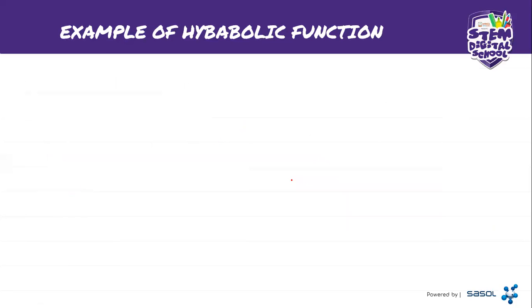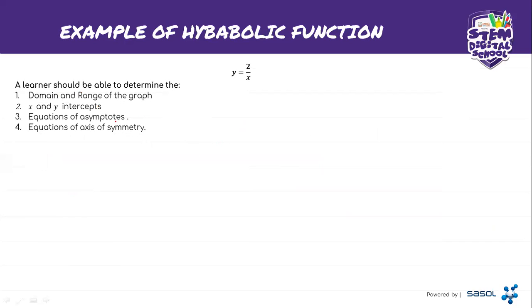Then let's proceed to the example of the hyperbolic function, the hyperbola. A learner should be able to determine the domain and the range, the X and Y-intercepts, the equations of the asymptotes, and the equation of the axis of symmetry. This is the original graph of a hyperbolic function. You can see we have two curves, one in the first quadrant and the other in the third quadrant. Now let's see how we determine the domain and the range of this particular graph.